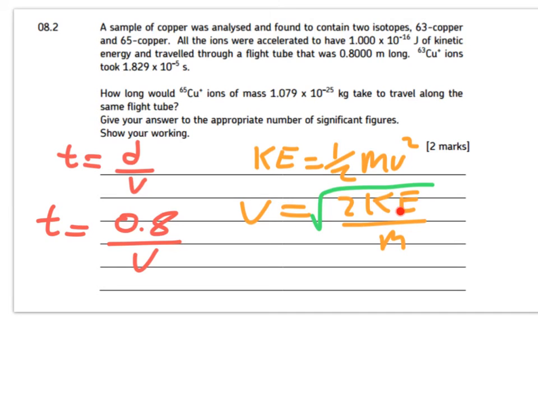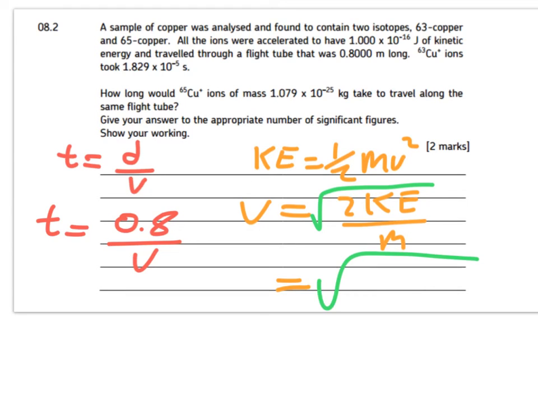Right, so we've got v equals the square root of 2ke over m. Do we have ke? Let's have a look. All ions were accelerated to have kinetic energy. Yes, we've got kinetic energy 1 times 10 to the minus 16. Do we have m? m is mass. So there's our mass, we've got m in kilograms, and that's right. By the way, that's a very important point: this mass here is in kilograms, not grams. For example, in a different question, if you had to work out mass using mass equals Mr times moles, that would give you an answer in grams, so you'd have to convert it to kilograms to answer this question. But in this question, they've already given it to us in kilograms, so that's fine.